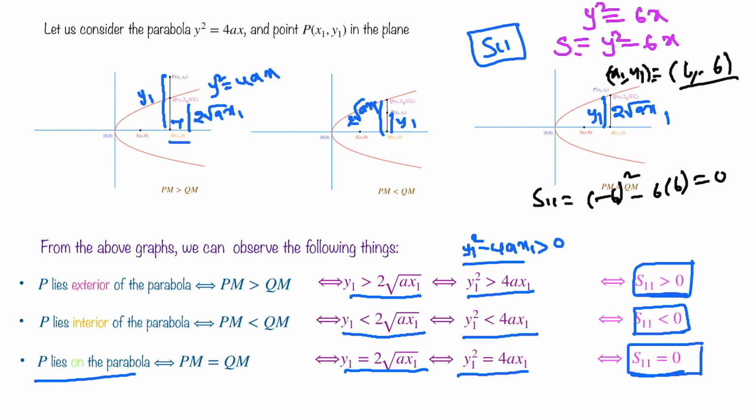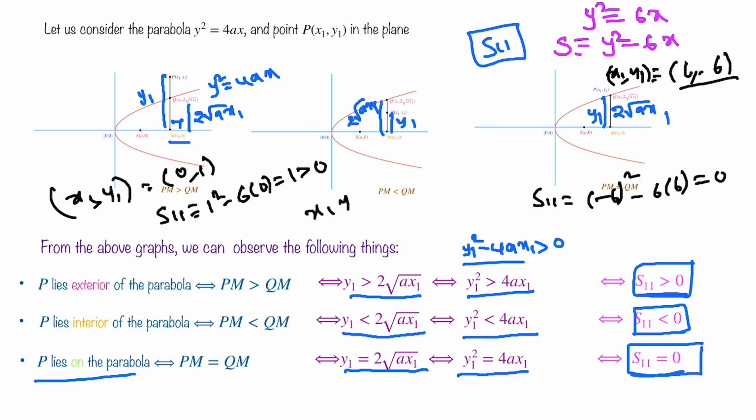For example, if you take the point (x1, y1) to be (0, 1), then our S11 is going to be 1 squared minus 6 times 0, that is 1, which is positive. So this point (0, 1) lies outside the parabola. The point (0, 1) is exterior to the parabola y squared equals 6x.